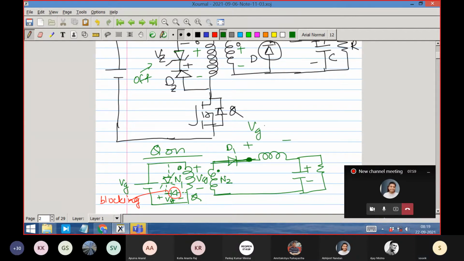Excuse me, sir. Yeah. Please tell me. In the primary side, the diode will be in reverse bias, right? Yeah. So it will be open circuit at that time. That part of the circuit is open.